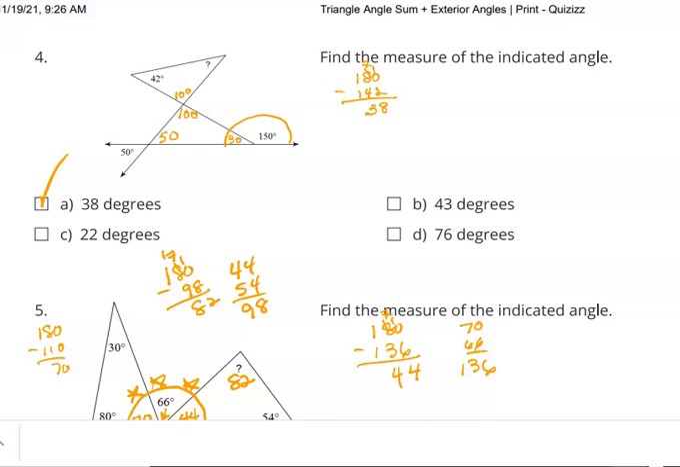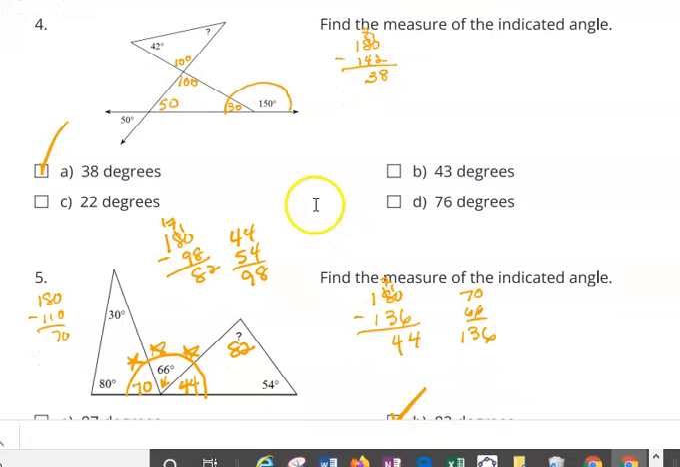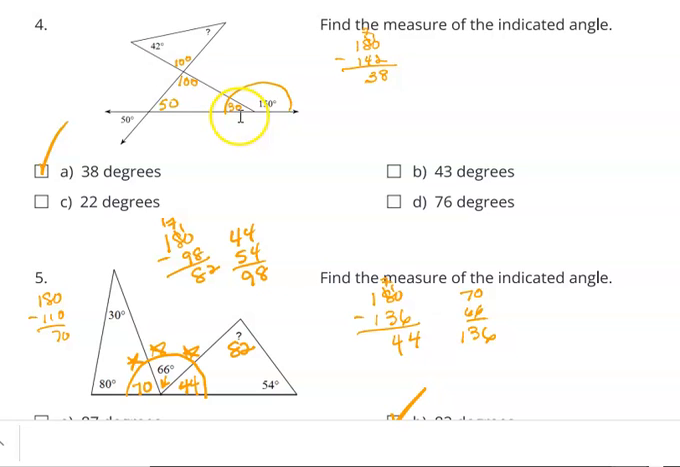Employ the same strategy we just used. See if you can figure out, they want us to find the question mark angle. So we're going to play around with what we have. This is vertical to this angle. Make this a 50 right in here. These two angles are a linear pair. So therefore, this is going to be a 30, because 30 plus 150 is 180.